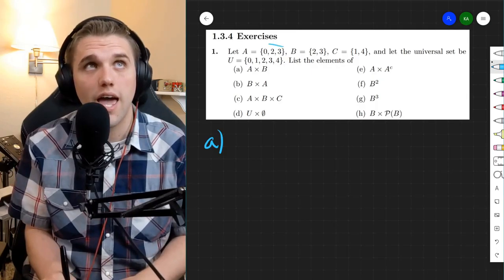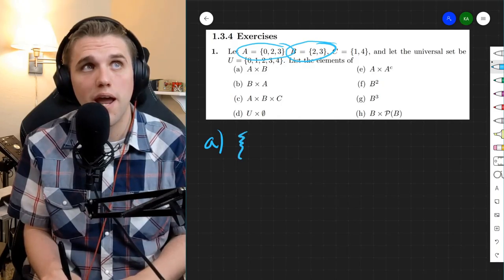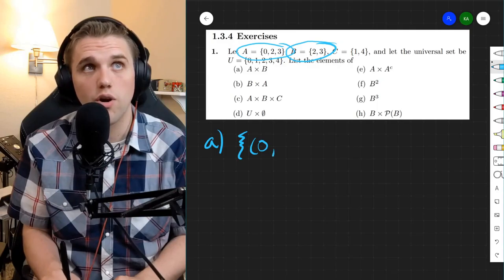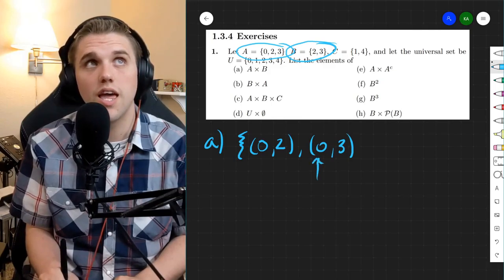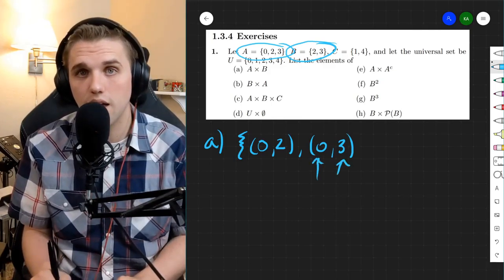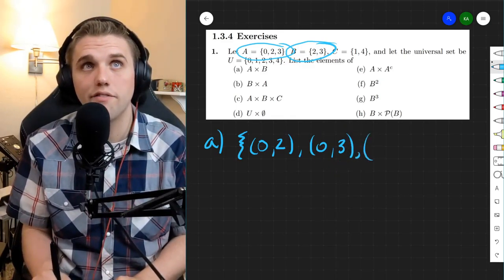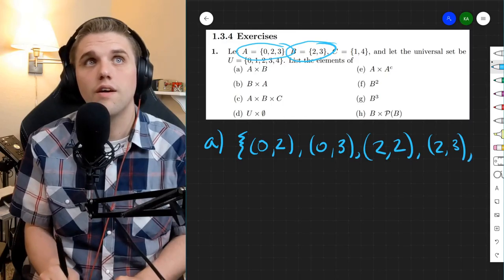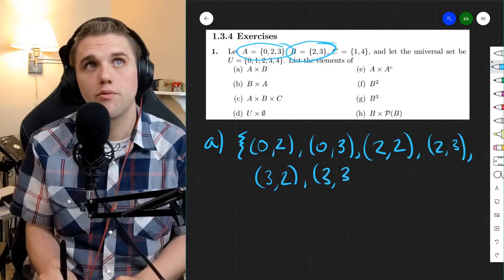We have two sets here, A and B. The cross product is the set of all ordered pairs where the first element is in A and the second element is in B. So we can have, for example, the first coordinate be 0 and the second coordinate be 2. We can do 0 and 3, because again, 0 is in A, 3 is in B, and so this ordered pair is in the cross product. We could also have 2, 2 and 2, 3. And we can also have 3, 2 and 3, 3.